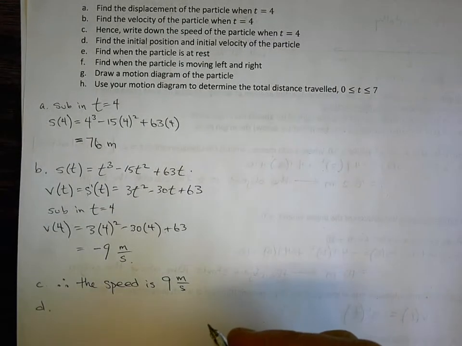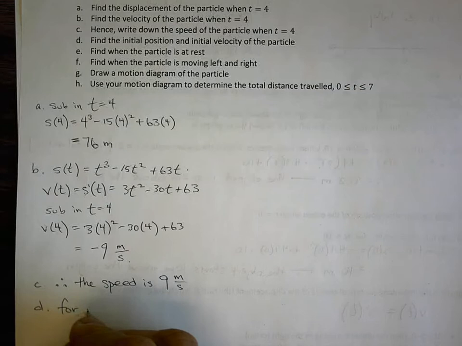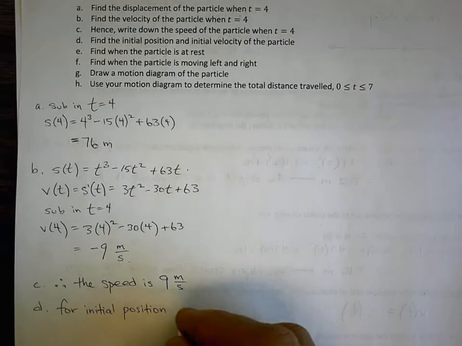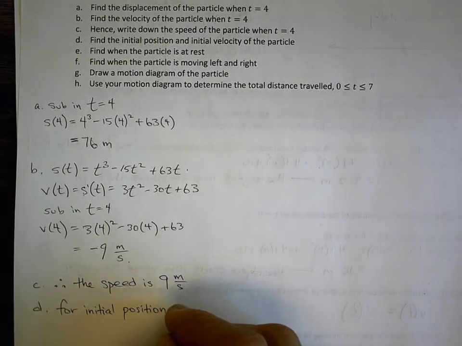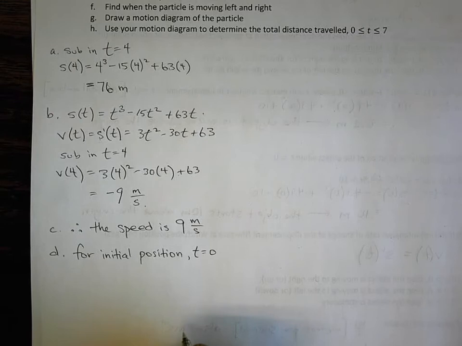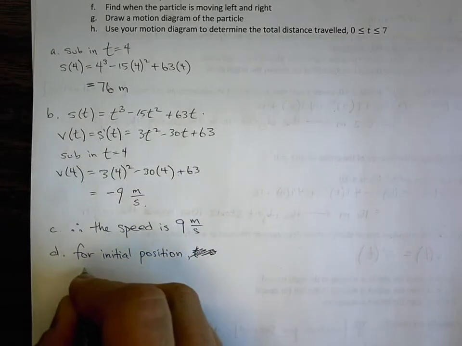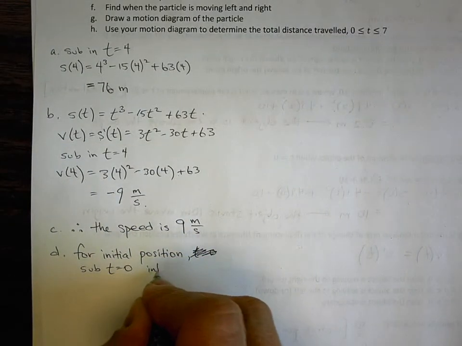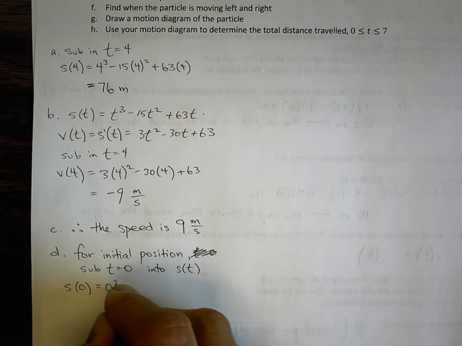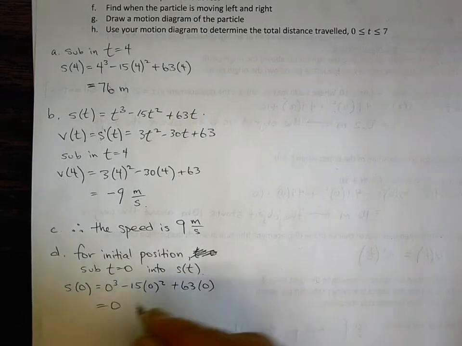Part D. Find the initial position and initial velocity of the particle. Well, for initial position, think about if you're starting a race: your initial position is before the clock starts. So your initial position is t equals 0. I'm going to sub t equals 0 into s at t. So I have s at 0 is equal to 0 cubed minus 15 times 0 squared plus 63 times 0. So in this case, my initial position is 0.